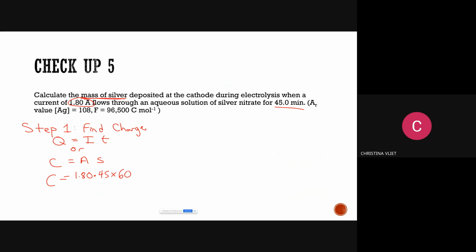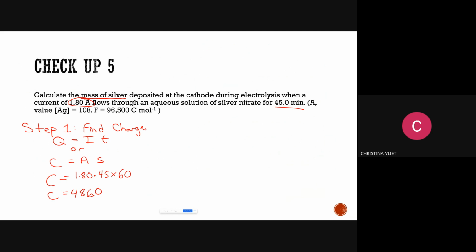I hope I did this last week. I thought we could get this far last week. We did not. I got 4,860. Let me know if you get something different. Oh, it's 1.8, I thought it was 180. 1.8 times 45 times 60 is 4,860. I got that same thing. So this is the amount of charge that's passed.